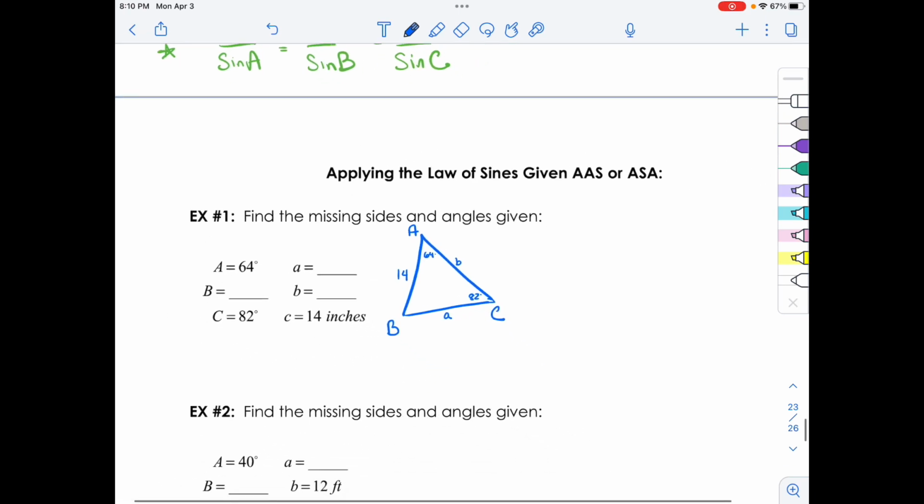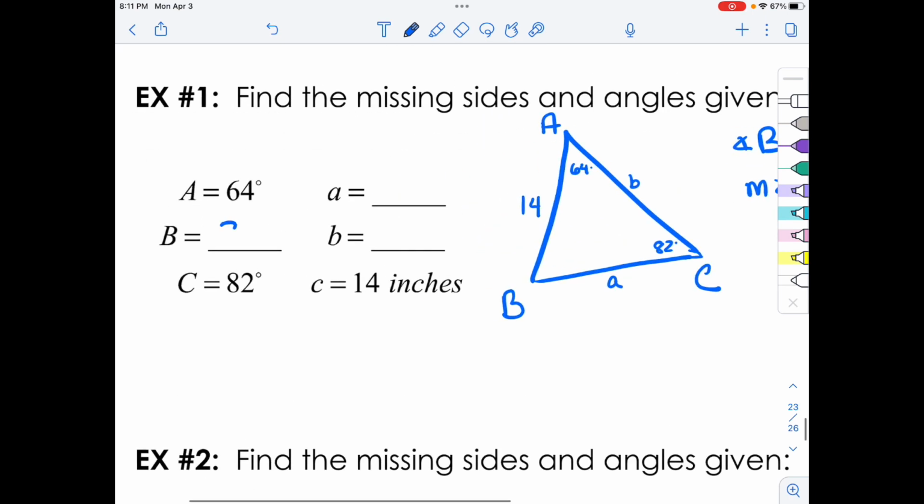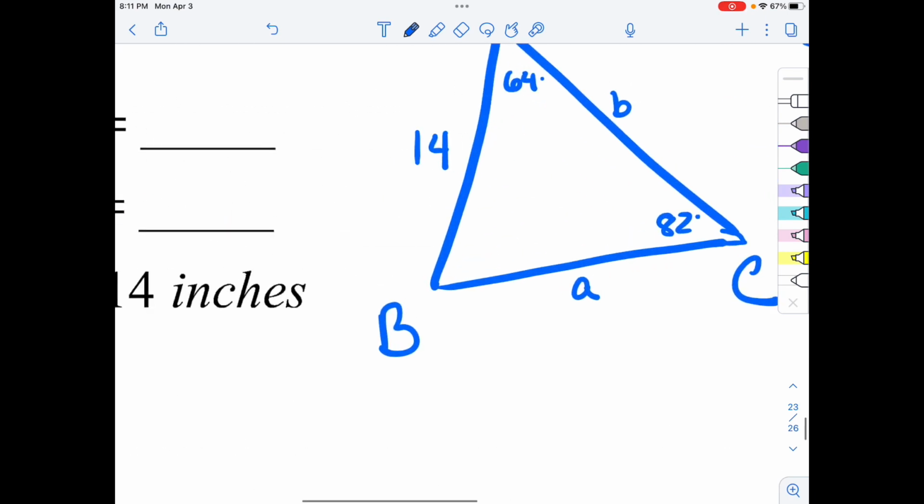We're allowed to use any of the things we learned in geometry to help us out with this. So the first thing that I'm going to do is find angle B using what I know about triangles. The angles of a triangle add up to 180. So angle B plus 64 plus 82 equals 180. So 180 minus 64 minus 82, the measure of angle B is 34 degrees. And I'll fill that in over here and in the picture.